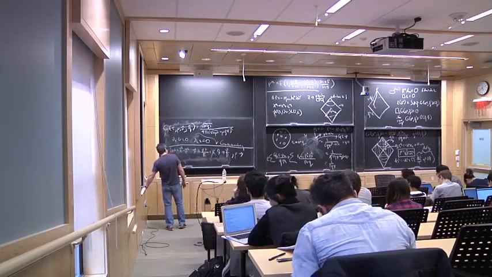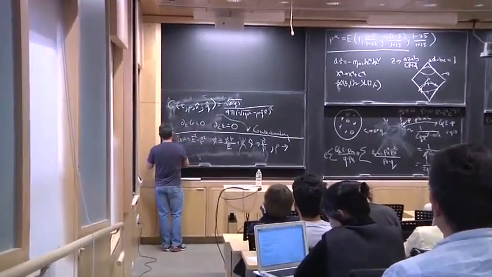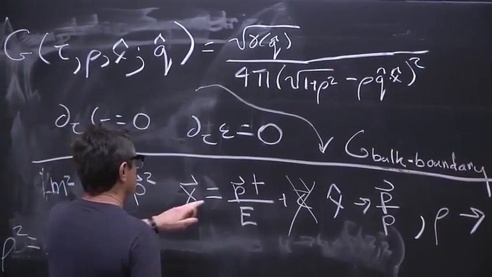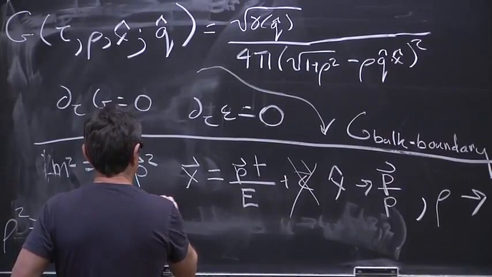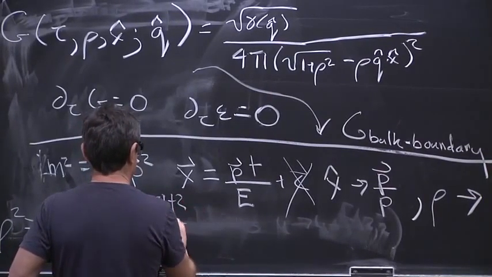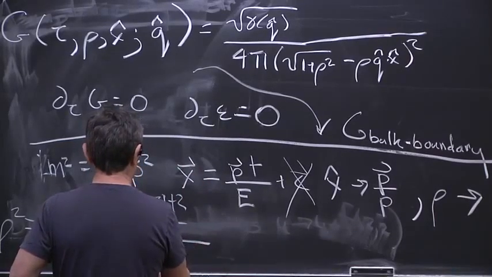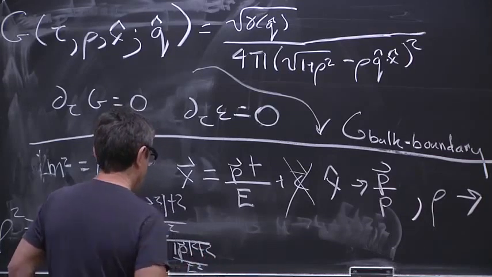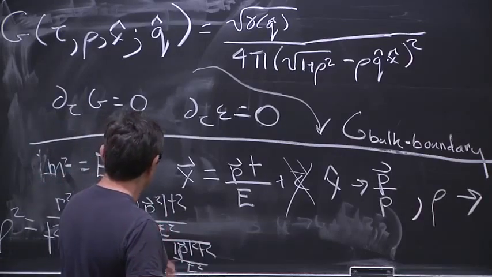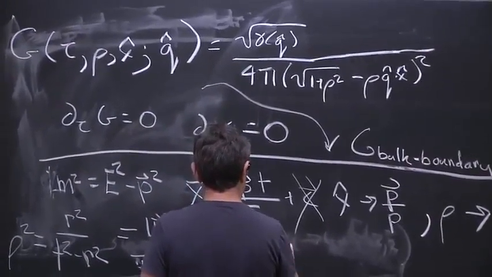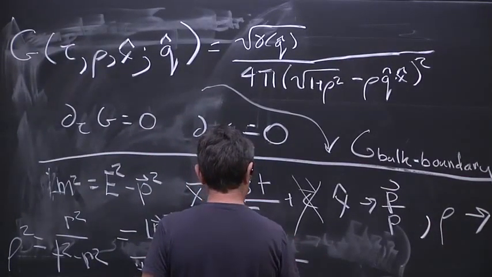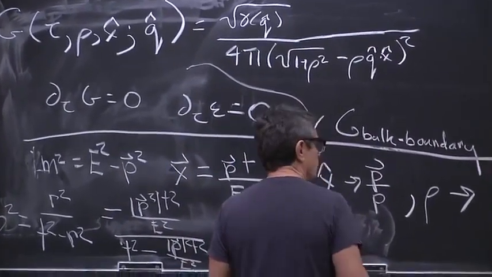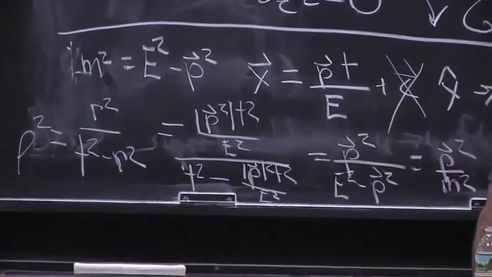Okay, I guess that's about 2 minutes. So rho squared is equal to r squared over t squared minus r squared, which according to this, we can write as p squared t squared over e squared. R squared is, of course, just x squared over t squared minus p squared t squared over e squared. The t's cancel. We multiply the top and the bottom by e, and this is equal to p squared over e squared minus p squared, which is equal to p squared over m squared. So rho goes to the absolute value of p over m.